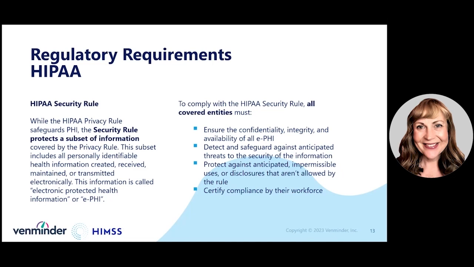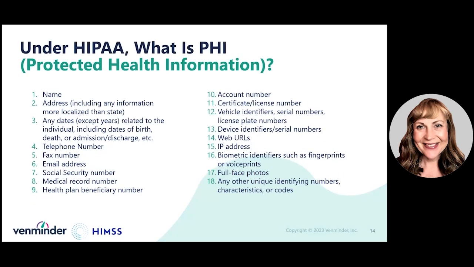So that might bring us to the next question about what is considered PHI. Now, under HIPAA, there are 18 different categories of protected health information. And keep in mind, it doesn't have to be a combination of all 18 to constitute PHI. PHI can be any one or any combination of the information types listed here, which might include name, address, dates, birth dates, death, admissions, or discharge dates.